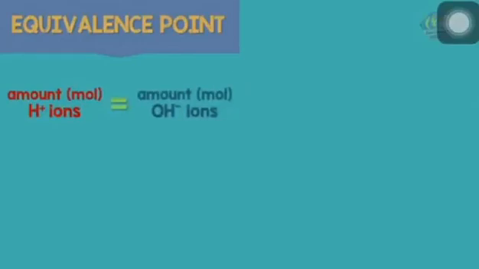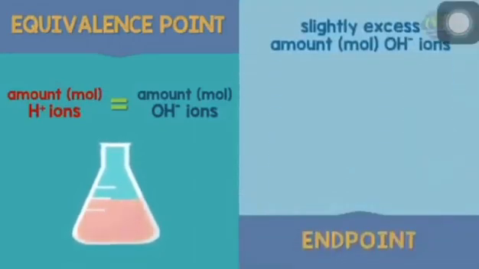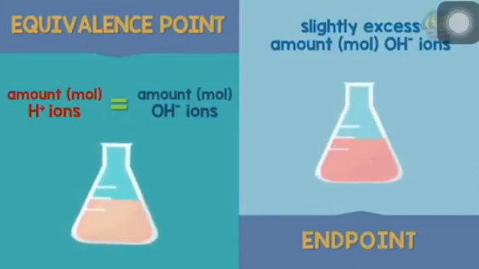Another term used in titration is equivalence point. This is the time when the amount of moles of H+ ions has reacted with the same amount of moles of OH- ions. This appears as the temporary color change in your titration, whereas the endpoint has a slightly excess amount of moles of OH- and appears as a permanent color change in your titration. You can learn more titration techniques when you have your actual titration.